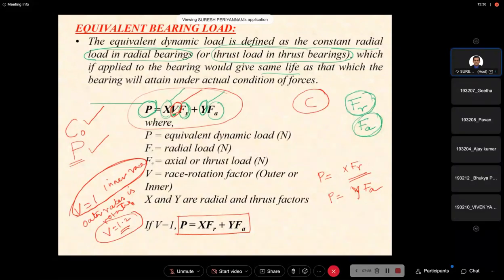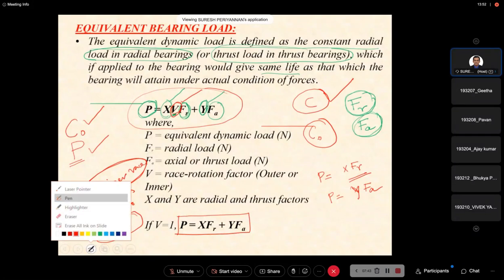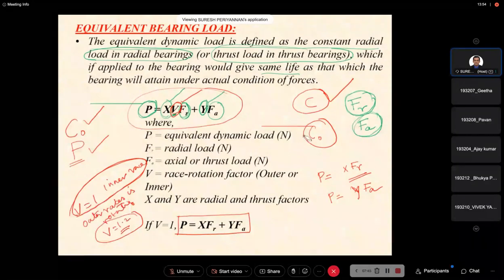This is the dynamic load carrying capacity. C naught is equivalent dynamic load carrying capacity of the bearing. Now we discuss, sorry, extremely sorry, this is static load. Sorry, wrongly drawn.